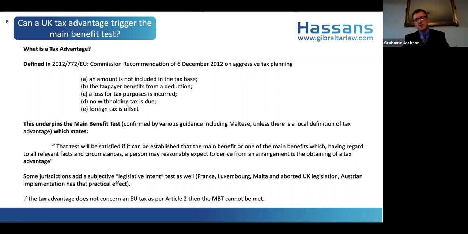So, can an arrangement which saves UK tax meet the reportability under a main benefit test hallmark of DAC6? I don't think it can. And I don't think that you would need to report an arrangement put in place with a Luxembourg company that simply saves UK tax. There can be other reasons why you would need to do that, not necessarily singling out Luxembourg. It could be any company within the EU.